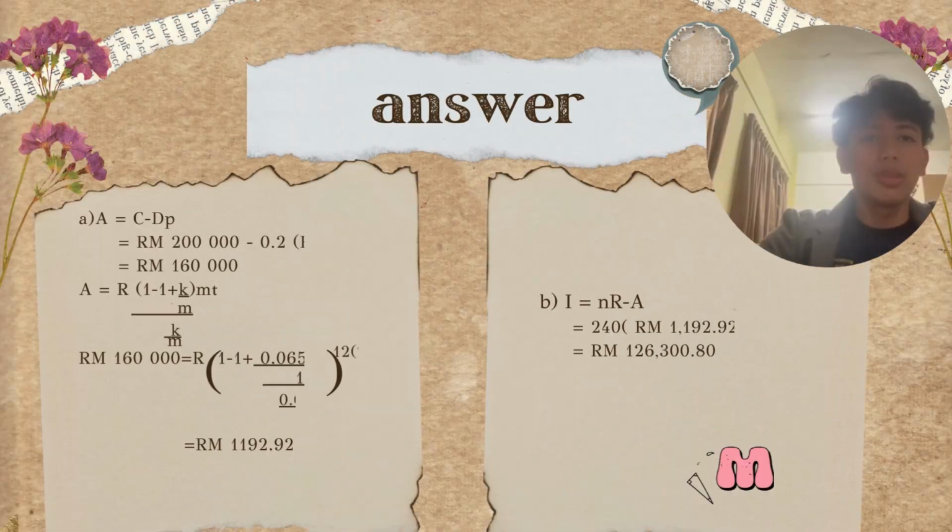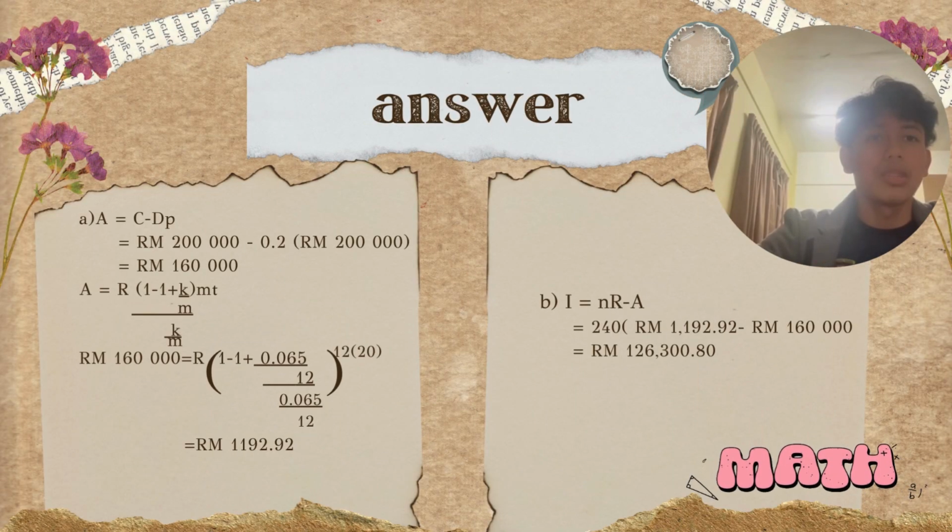K equals 0.065, M equals 12, T equals 20, CP equals 200,000 ringgit. We will use the formula A equals C minus DP to find A. 200,000 ringgit minus 0.2 times 200,000, and A will be 160,000 ringgit.